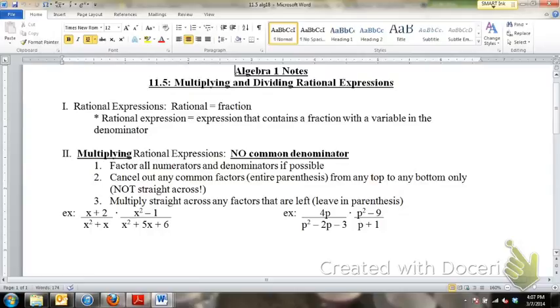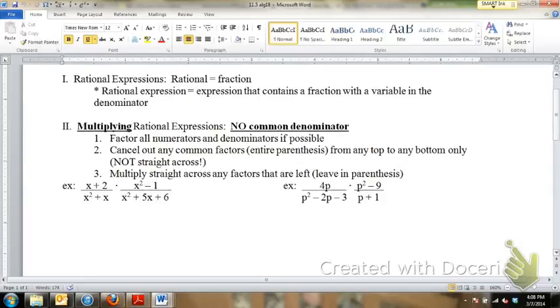But we've got some pretty involved fractions here in these examples that I gave. So what we're going to do is factor everybody. So always factor everything you can. And then you're just going to cross out or cancel out any common factors, but it has to be the entire parentheses. And just like in fractions, you never simplify straight across. So don't cross things out that are next to each other. Any top and any bottom. So let's take a look at the first one.